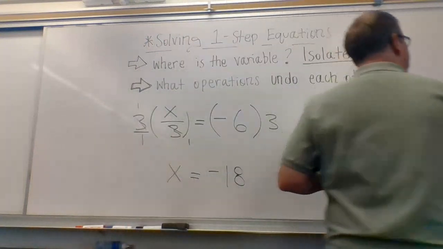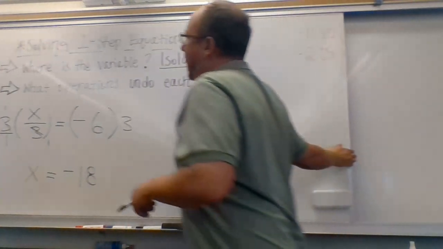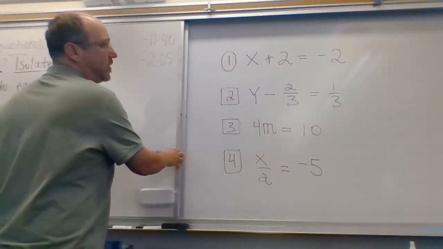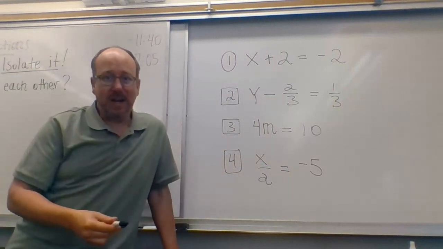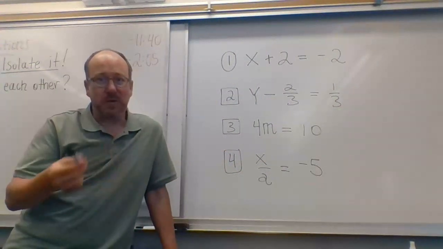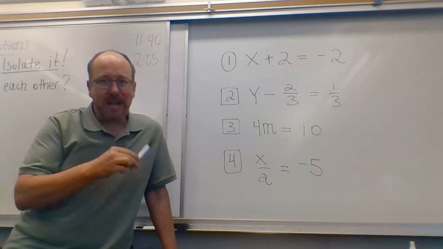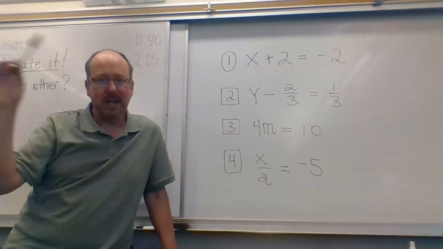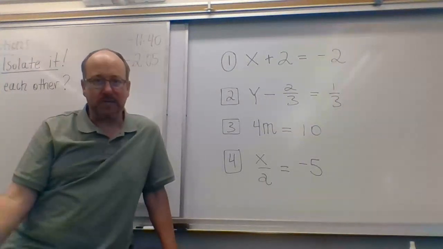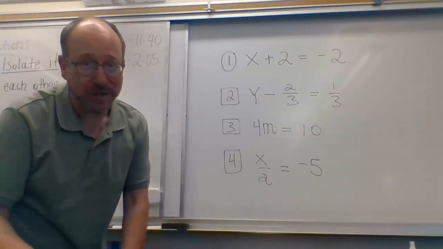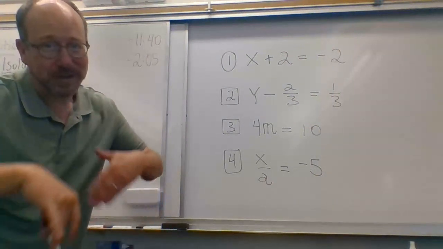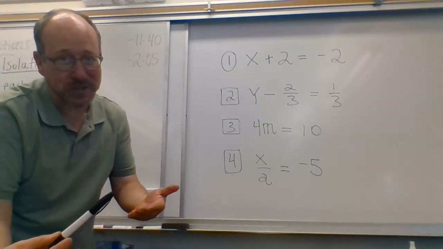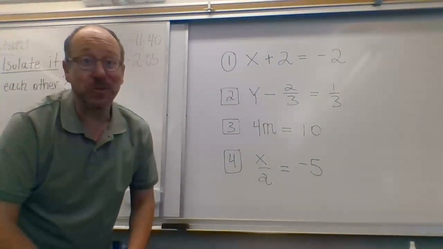All right, 4 practice problems that we'll review at the top of the day tomorrow. I want you guys to try all of these. You've got x plus 2 is equal to negative 2. You've got y minus 2/3 is equal to 1/3. 4m is equal to 10. X divided by 2 is equal to negative 5. Isolate the variable, use the opposite operation to undo it, and solve the one-step equation.